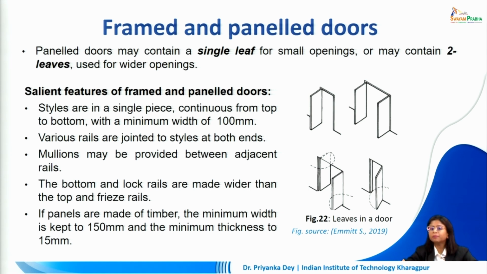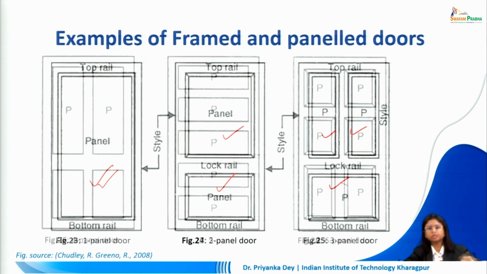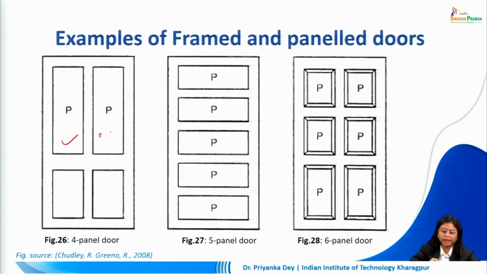If panels are made up of timber, the minimum width is kept to 150 mm and the minimum thickness is kept to 15 mm. Here we can see a single panel door. This is a double panel door. We can have a 3 panel door as shown here. We can increase the number to 4 panels. This one has 5 and 6 panels. We can also have decorative elements within these panels for better aesthetics.